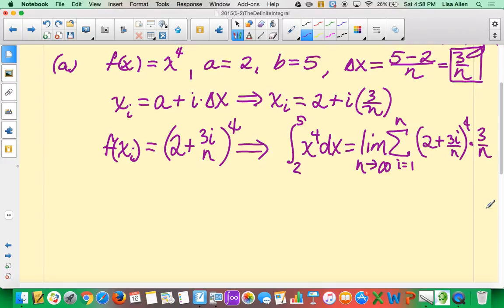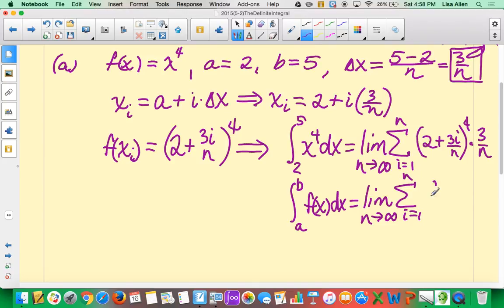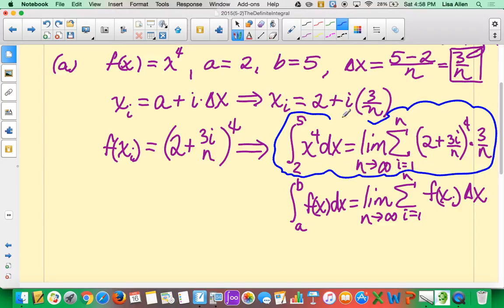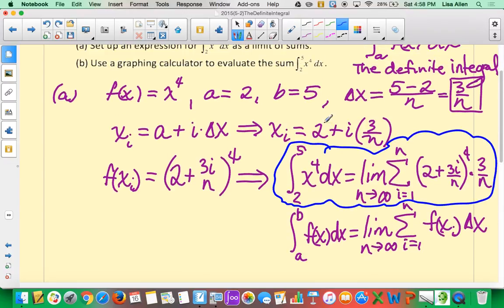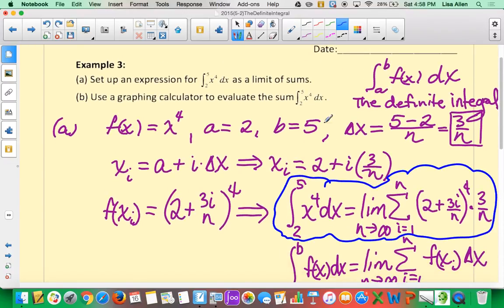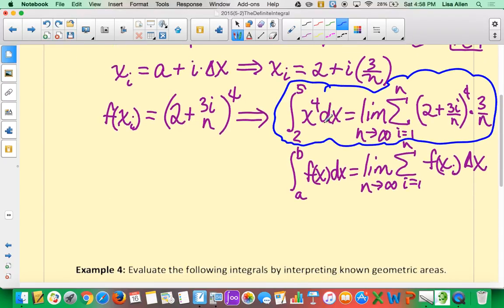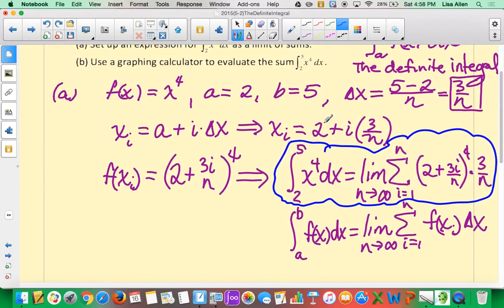Okay, so now this is what we want, but recall that the rule is the integral of f of x dx from a to b is equal to the limit as n approaches infinity of the summation from i equal to 1 to n of f of x sub i delta x. So you see that we've got all of the necessary information in our summation. Okay, so now we have set up an expression as a limit of sums.